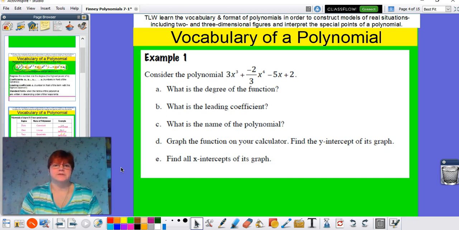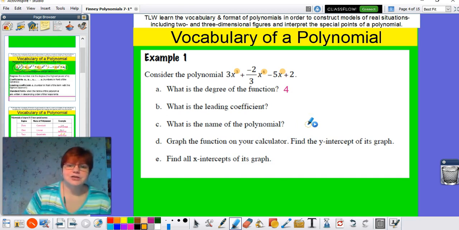Okay? So the first question is, what's the degree? Well, the degree is really easy. Okay? You look at your exponents. We have an exponent of 3, we have an exponent of 4, we have an exponent of 1. What's the largest one? 4. So our degree is 4.